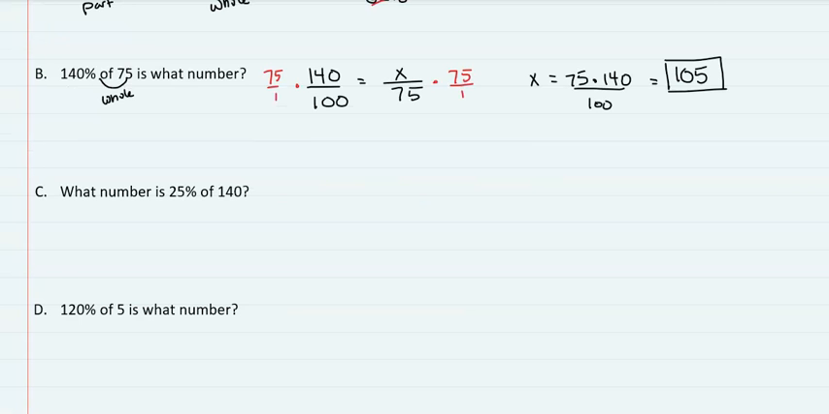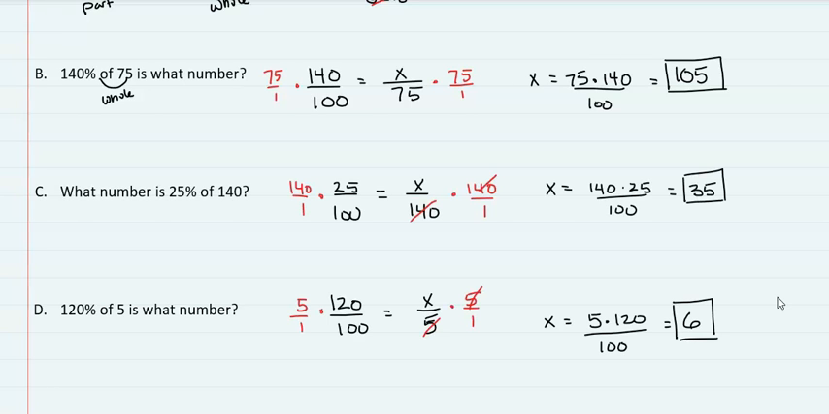Okay, these next two are very similar to what I just did. So I'm going to let you try these two. This is how we're going to do it in this video. I'm going to do two and then you're going to do two and we're going to do a whole bunch of problems. So what number is 25% of 140? First set it up as a proportion this time and then try to solve for x, and the same thing for D. So go ahead and try it on your own and then come back and check your answer. So make sure you pause it now.